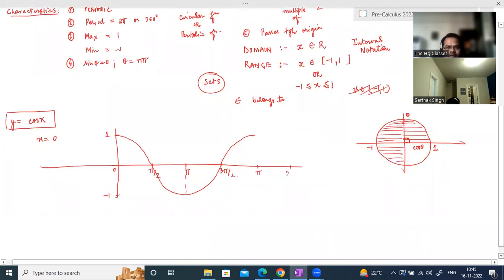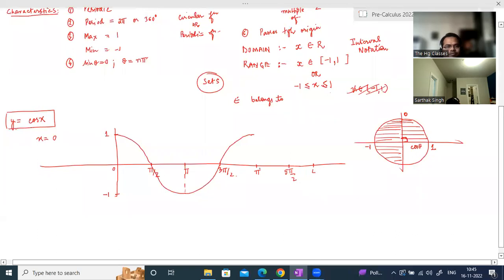So after 2 pi, I will have 5 pi by 2, then 3 pi, and then 7 pi by 2, and then 4 pi. So let's draw the exact same graph. And the same behavior will continue on the left.